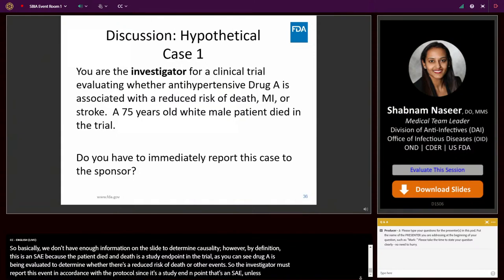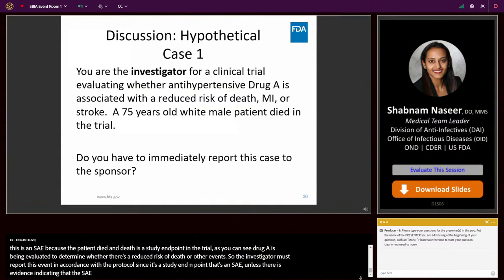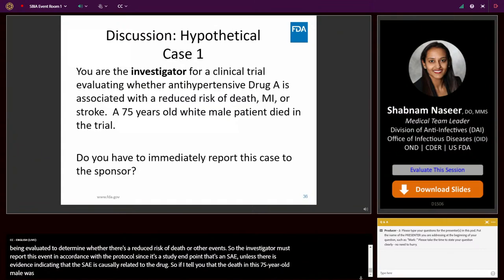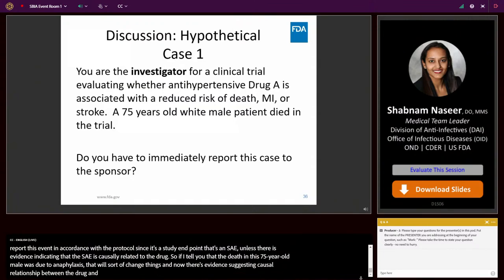So if I tell you that the death in this 75-year-old male was due to anaphylaxis, that will sort of change things, and now there's evidence suggesting a causal relationship between the drug and the event. So you, as the clinical investigator, must immediately report the event to the sponsor, even if the event is a study endpoint.